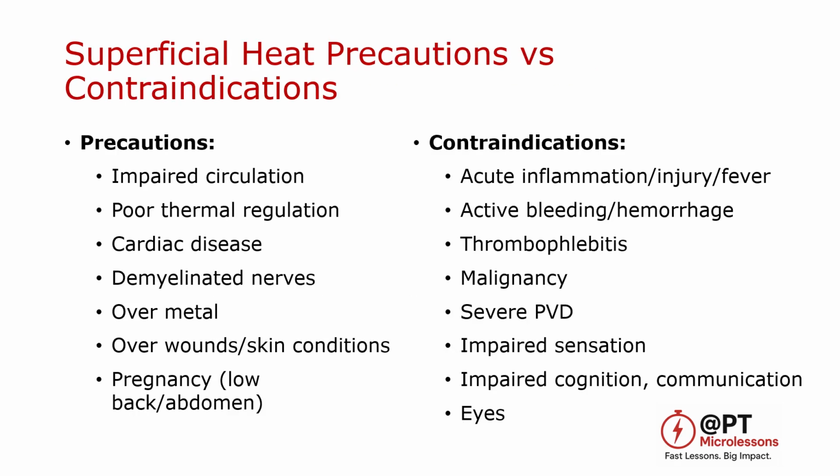Remember, precautions require increased monitoring, while contraindications mean heat should not be used. Heat should be used cautiously in patients with impaired circulation, poor thermal regulation, cardiac disease, demyelinated nerves, pregnancy over the low back or abdomen, or over metal implants and skin conditions. Heat should be avoided over acute inflammation, active bleeding, thrombophlebitis, malignancy, severe peripheral vascular disease, impaired sensation, impaired cognition, or over the eyes. Unlike ultrasound, superficial heat is less controlled, making impaired sensation a stronger contraindication.